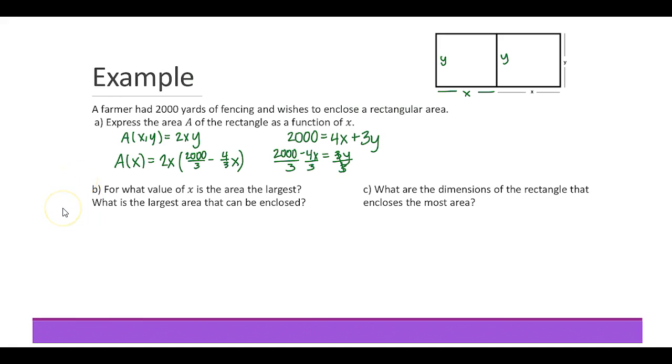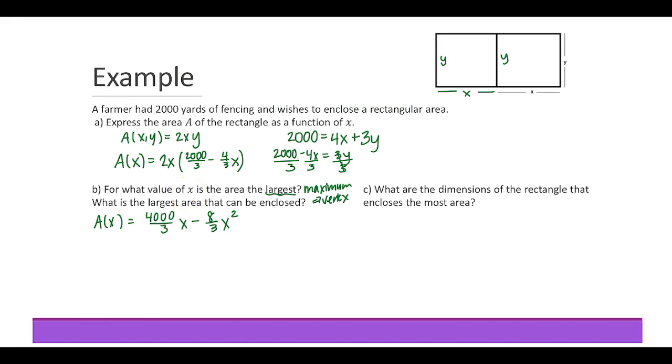So if I were to go ahead and distribute it, here I'm going to say A of x is 4,000 over 3 x minus 8/3 x squared. Distributing in this 2x, I can see this is a quadratic equation. So the question is, for what value of x is the area the largest? For largest on a quadratic, we're thinking maximum, which happens at the vertex. So essentially, this is asking me for the x value of the vertex.